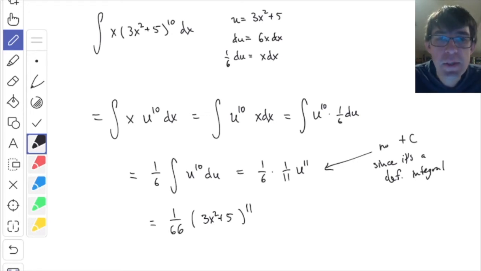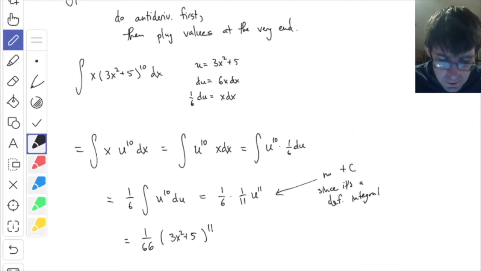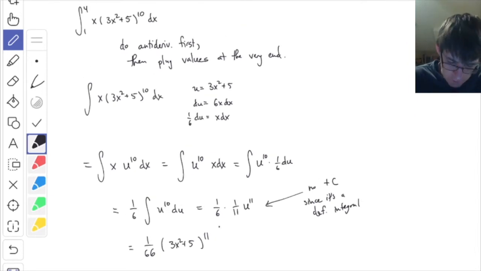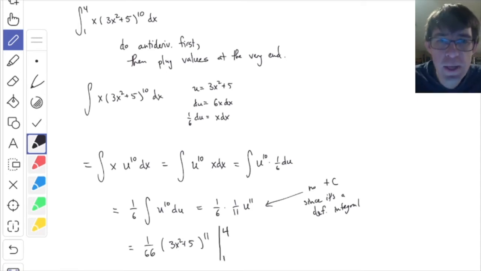I have done the entire antiderivative, and now at the very end, I said my strategy was to do the antiderivative first and then plug in the values at the very end. So right here, I'm going to go to the bar and plug in the 1 and the 4. All right.